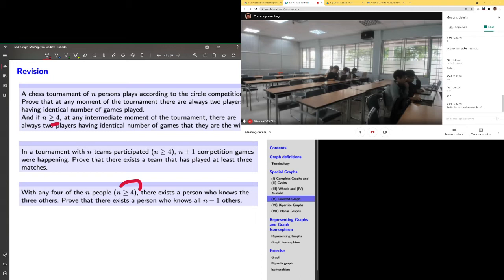Then you can increase n from number 4. Then you may think about number 5, and then in the last one here I ask you to prove for 6 people. So extension step by step to prove.